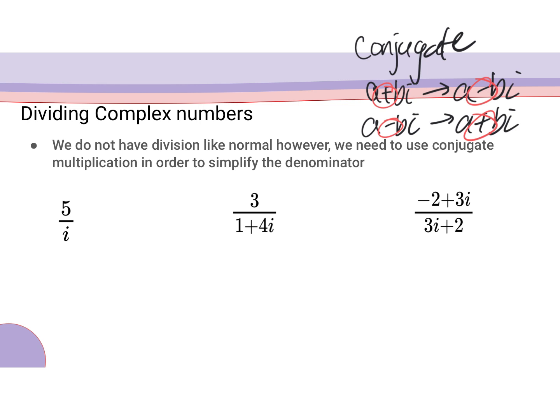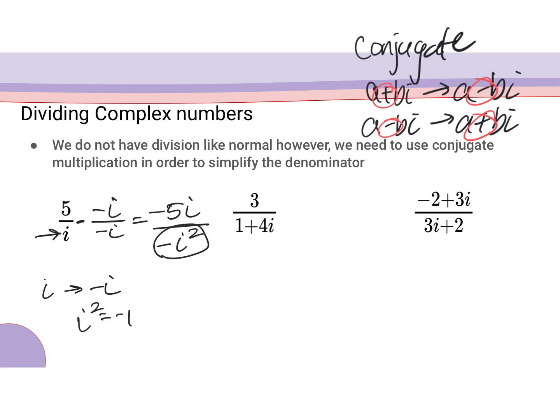So, in this case, I look at my first example, 5 over i. i is a complex number, so i's conjugate is negative i. And so what I'm going to do is multiply both numerator and denominator by negative i. And i times i is i squared, and positive times negative is negative. And as you recall, i squared is negative 1, which means negative i squared is actually positive 1. And so we're left with this result, negative 5i.